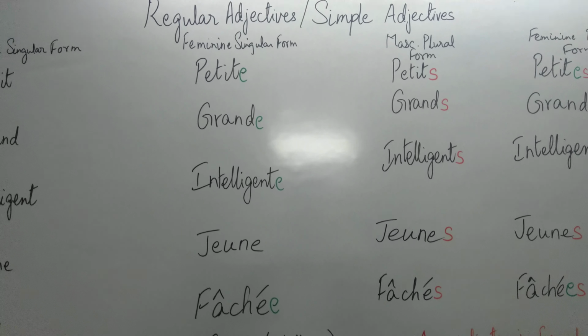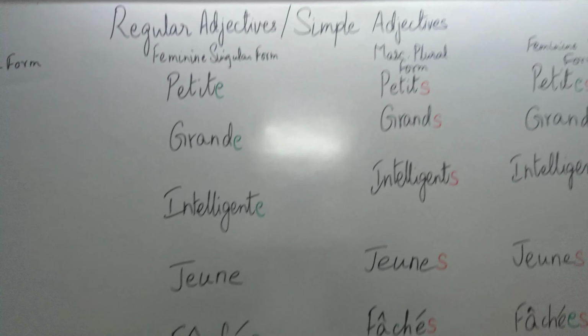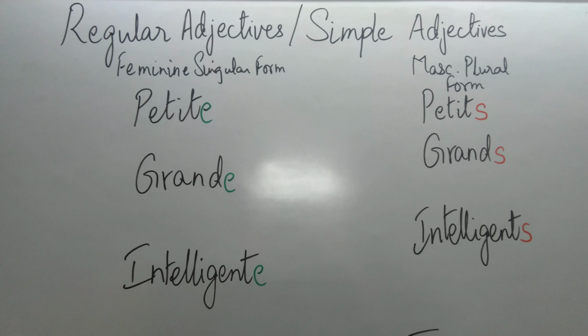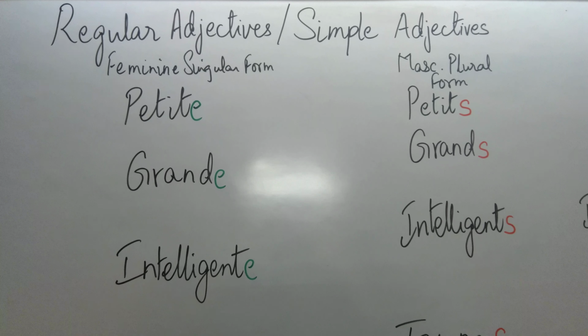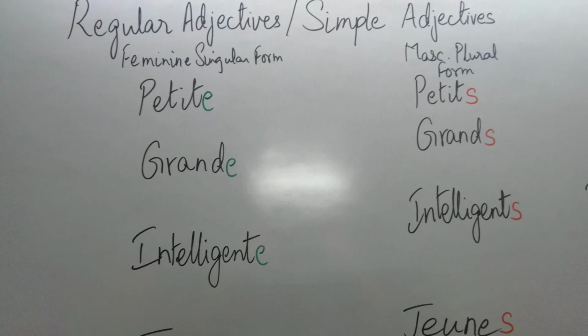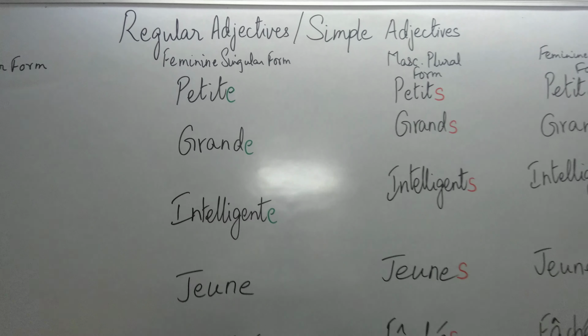This is called regular adjectives or simple adjectives. Now, what is the function of an adjective? An adjective is a word which describes a noun. For example, if I tell you a boy, that is a noun. If I say an intelligent boy, then intelligent is an adjective because it tells you something more about the boy.